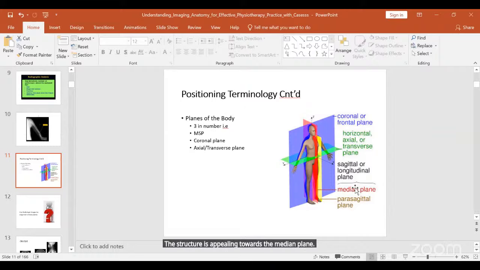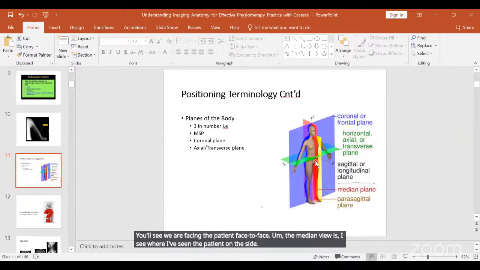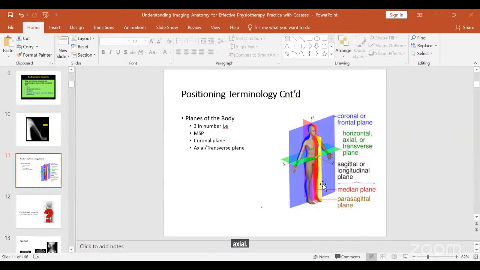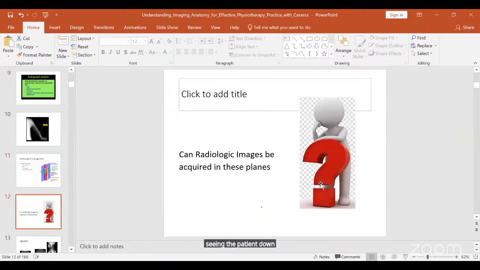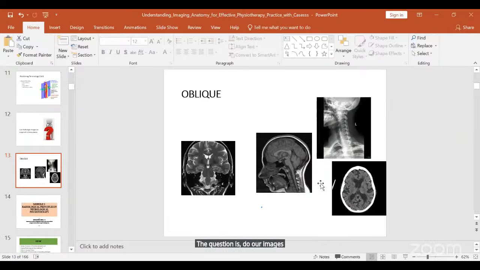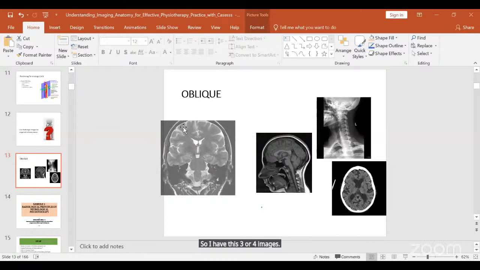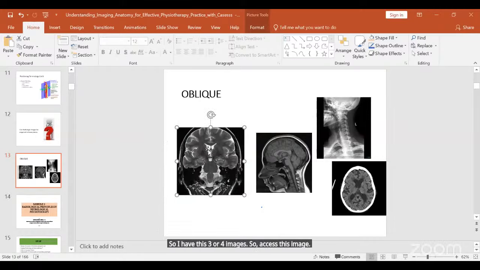The coronal view is as if we are facing the patient face to face. The sagittal view is as if we are seeing the patient from the side, or we'll call them parasagittal. Axial is as if the patient is standing and somebody is cutting the patient, and we are upstairs seeing the patient downstairs. The question is, do our images appear in these planes? Yes. I have these 3 or 4 images. This image, what plane is it?